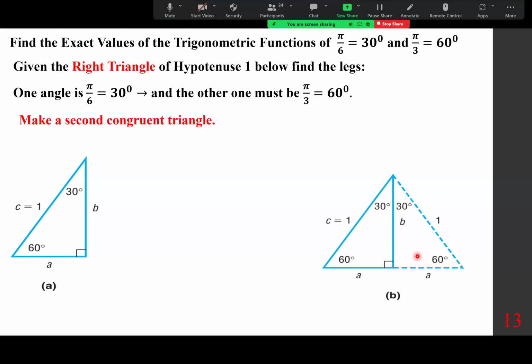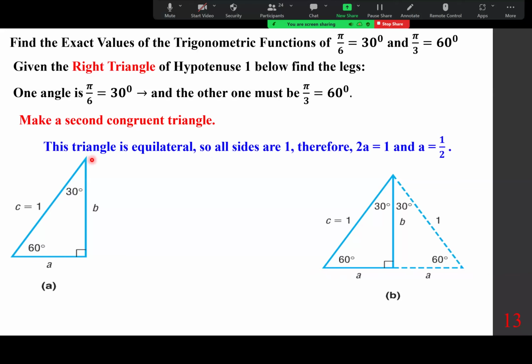So what you create, this is 1, this is 1, and this is 1. You create an equilateral. Each side is 1. The triangle here is equilateral, so all sides are 1, therefore 2 times A must be 1, A must be 1/2. Remember, this was C, this was B, this was A. And we know A squared plus B squared equals C squared based on the Pythagorean theorem.